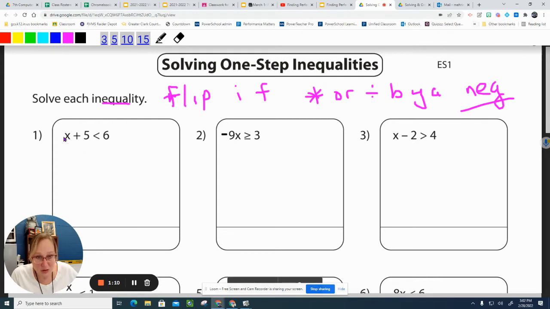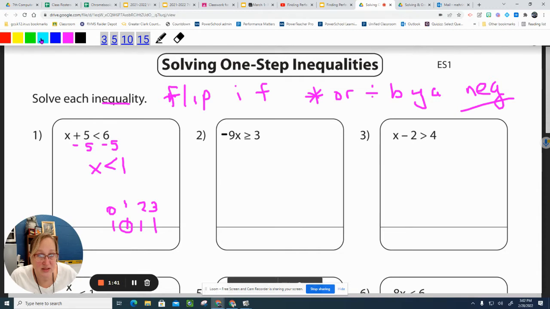Okay, so in this case, it's just a regular problem. I'm going to subtract 5 from both sides, and it's x. The sign stays the same. X is less than 1. In order to make our graph, you start with 0, 1, 2, 3, and so on. It does not have a line underneath it, so it is an open circle, and the arrow points this way because the x is on that side.